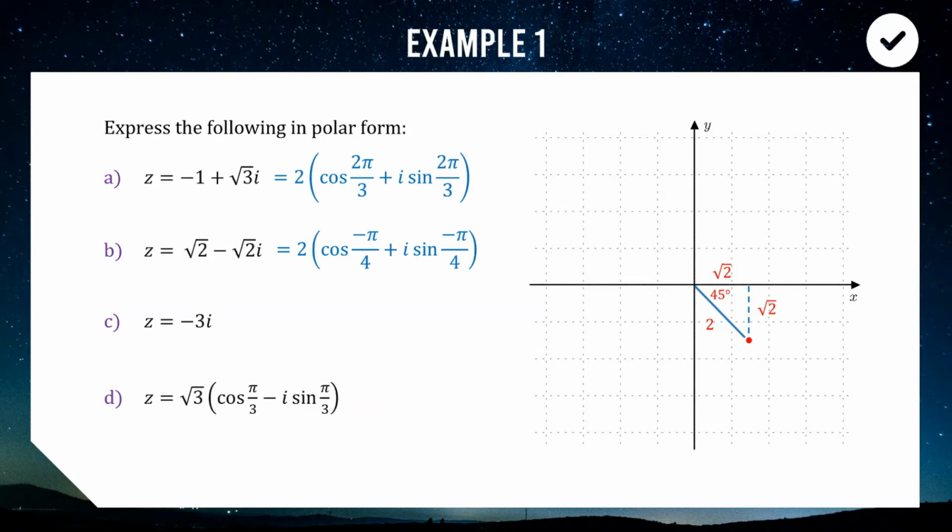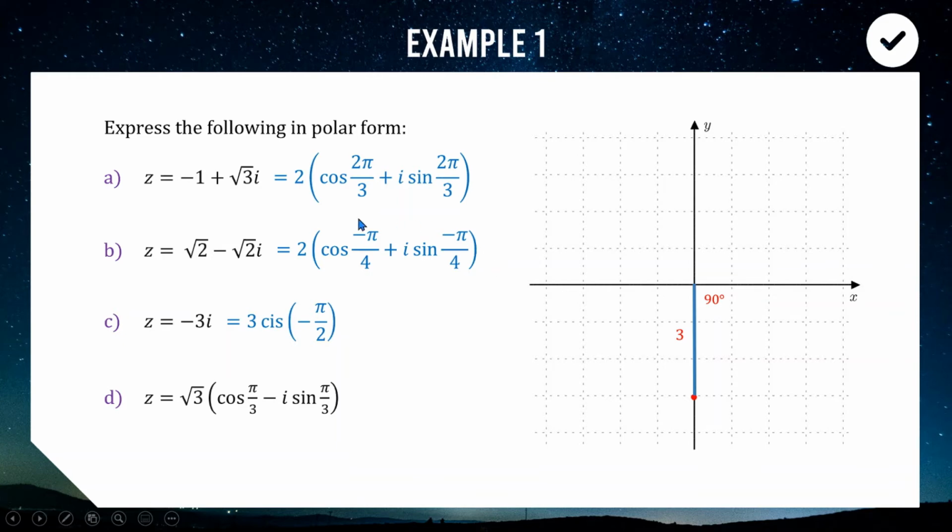Okay, question C is a bit of an easy one because it's only got an imaginary component, so the sketch is a bit simpler. So minus 3i is just 3 down the imaginary axis. So in terms of the modulus, which is how far from the center point, that's nice and easy, it's just 3. And we have a rotation of 90 degrees, and we are again going in the negative direction, so our argument is going to be minus pi on 2.